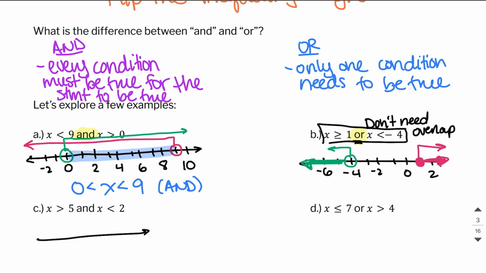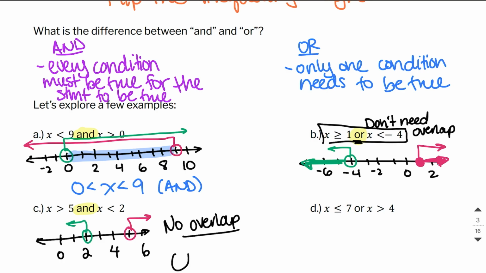All right, in our next example, x is greater than 5 and x is less than 2. So I'll go from 0 all the way up to maybe 6. x is greater than 5 would be right here like this, and x is less than 2 would look like this right here. Because this is an and statement, it means that we have to have overlap, but there is no overlap. So what does that mean? It means that we have no solution. There is no possible value of x that is greater than 5 and less than 2 at the exact same time, okay?